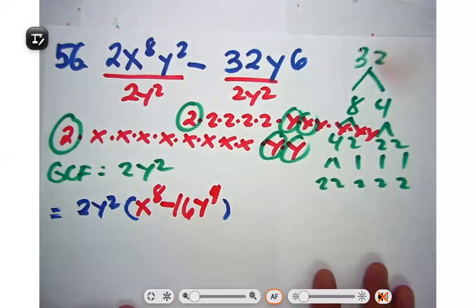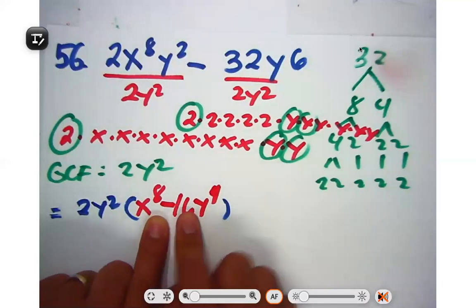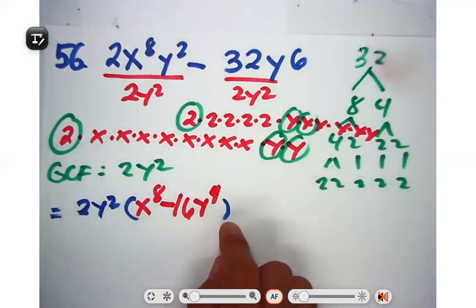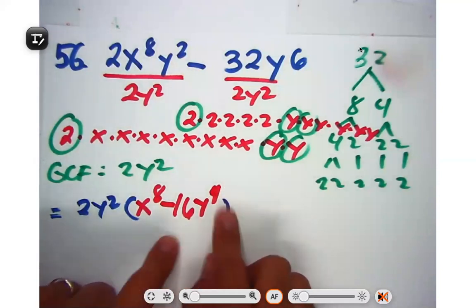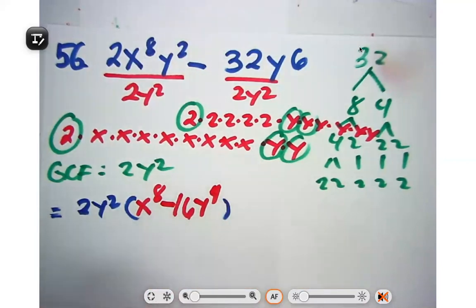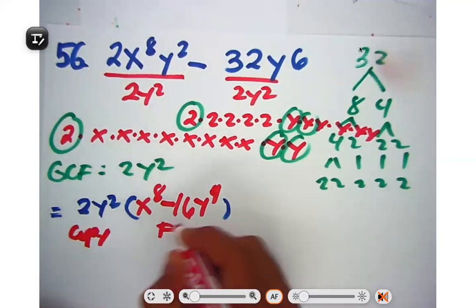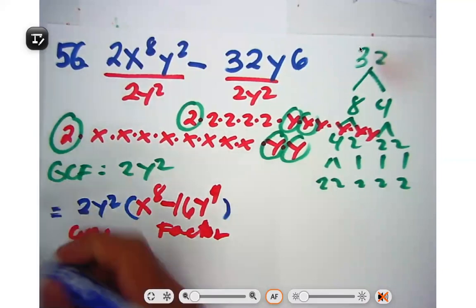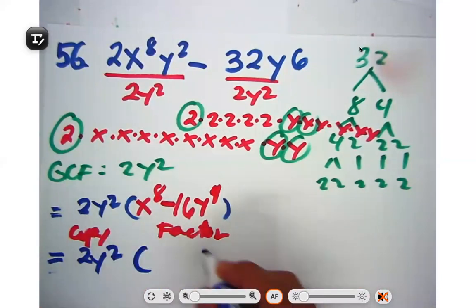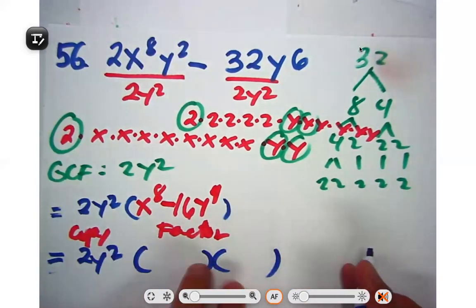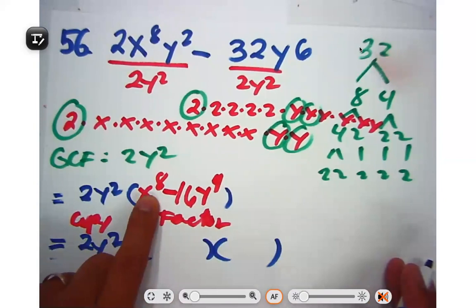Notice again that this is a difference of squares, and that means we can factor it. Okay? So we divide 8 and 4 by 2 to get the square root, and 16, we know that's a perfect square. And so let's do copy, factor, copy, factor. We have 2y squared. When we factor, we have two spaces for the two factors. Right, x raised to 8. What is the square root of x raised to 8?